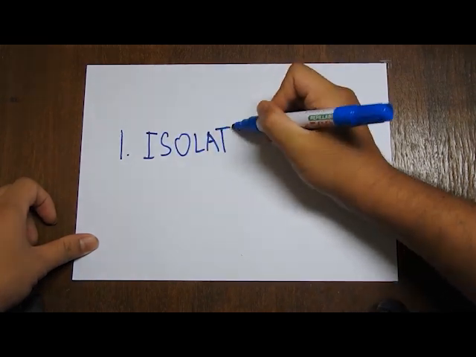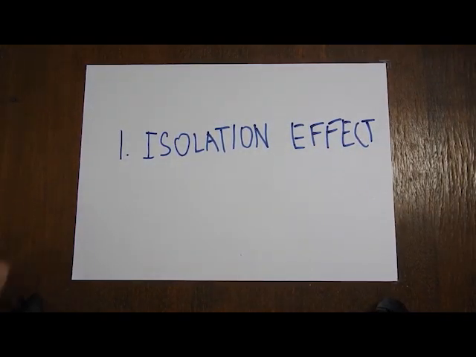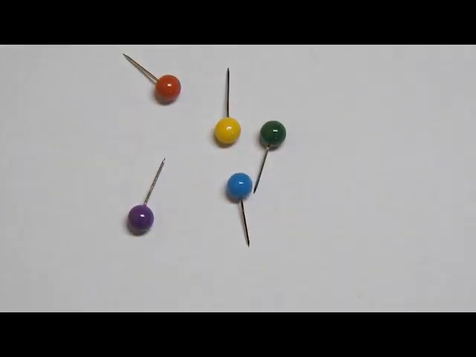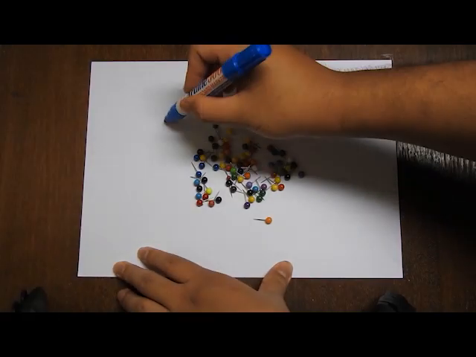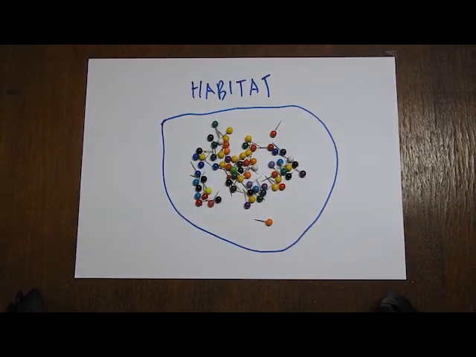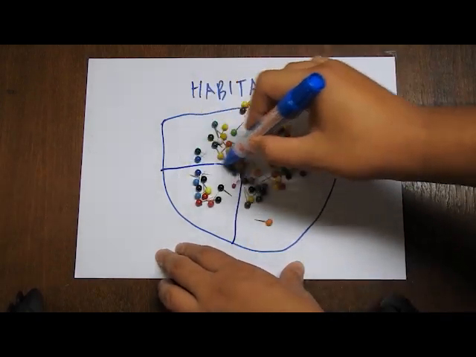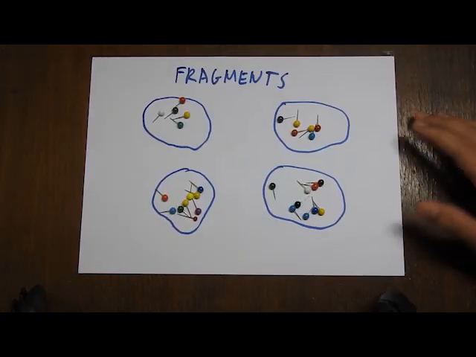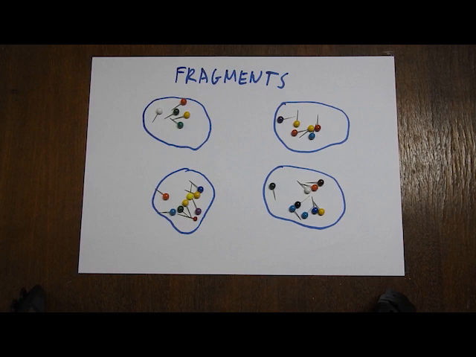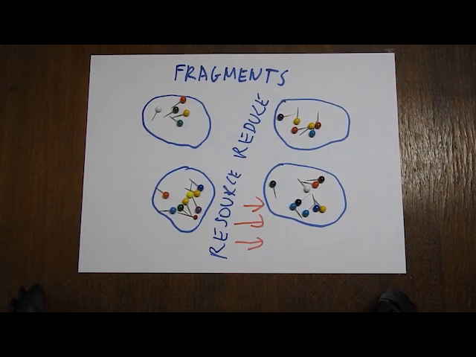Okay, the first effect is the isolation effect. Imagine these thumbtacks are different species, and this block is the whole natural habitat. When an area is fragmented, let's say along this line, the amount of resources that are available to support the diversity of species are also reduced.